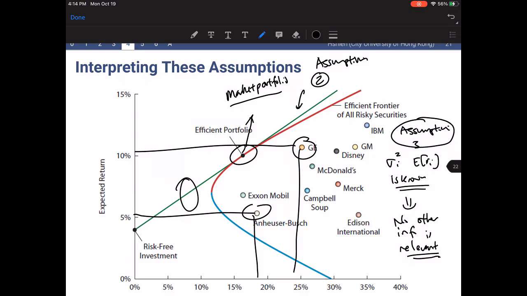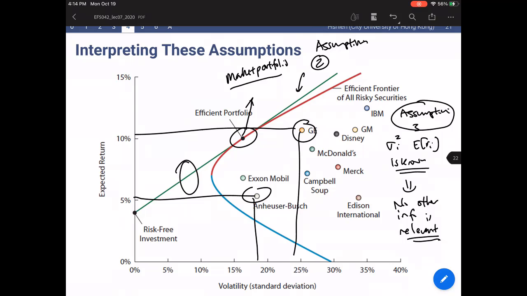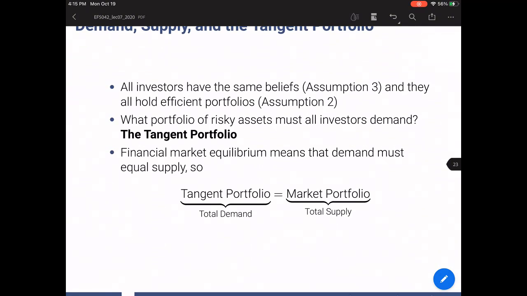And so basically, everyone is holding some proportion of the market portfolio. And what this is saying in this slide is that if that is true, then in aggregate, demand must equal supply, and therefore the Tangency portfolio must be the market portfolio because everyone's holding some proportion of it. And if you aggregate it, that's the entire market portfolio.